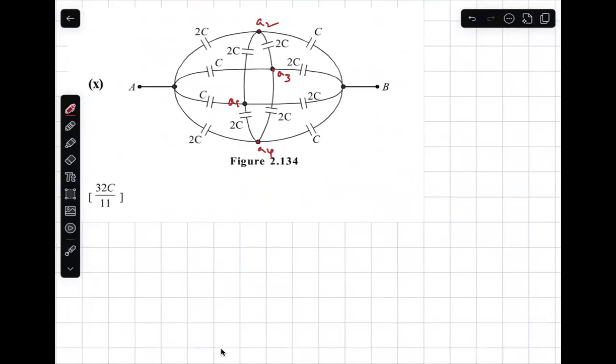Then what happens? A1, A2, A3, A4 will be at the same potential. So nothing flows across A1 to A2, A2 to A3, A3 to A4. Yes or no? So then what happens? Now hold on. Do this and tell me what is the answer.